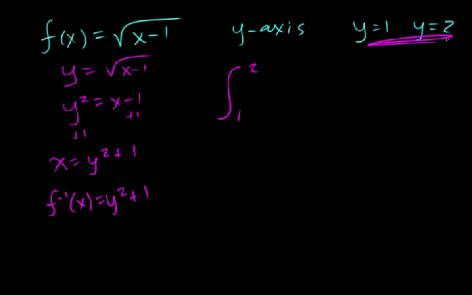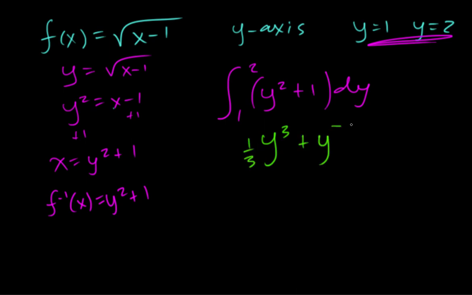Now to find the area, we're going to go from 1 to 2, because those are what we're given. Then we use the inverse that we found, and we find the definite integral with respect to y. When we do that, we raise the power and do 1/3 y cubed plus y, from 2 to 1.